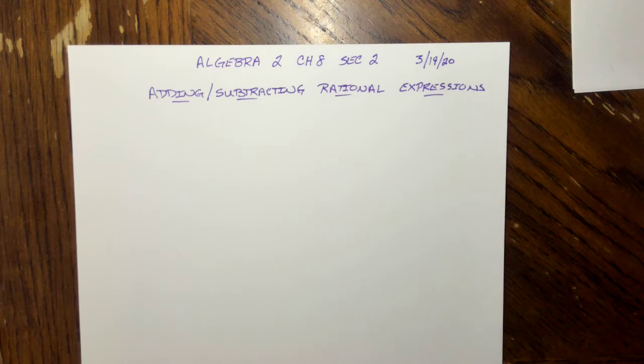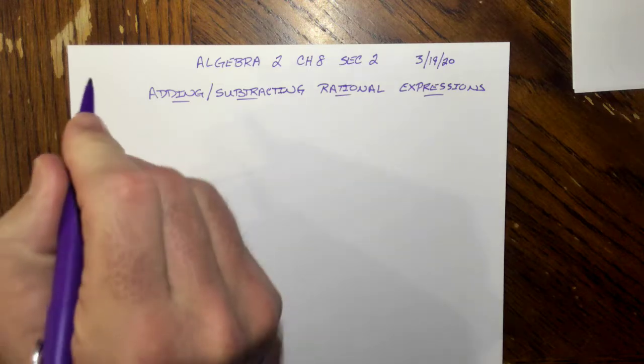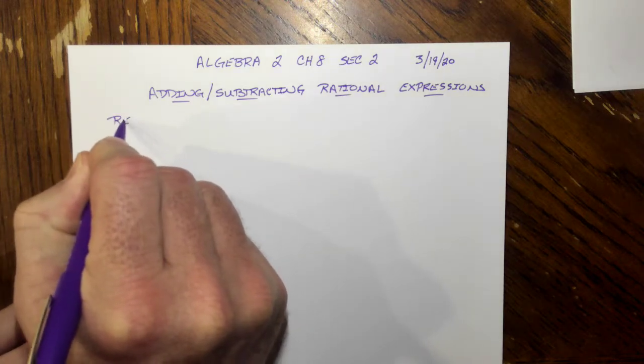Chapter 8, Section 2, we are adding and subtracting rational expressions. So let's work through a couple things. You should see a lot of similarities to things you've learned a long time ago, but unfortunately, you probably get rusty because of calculators. So let's recall.